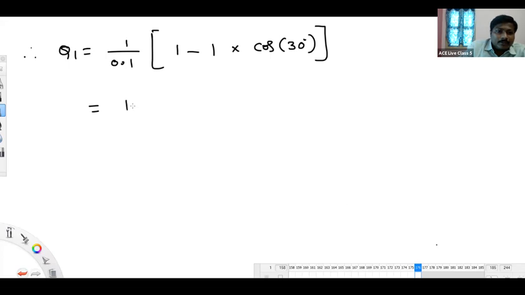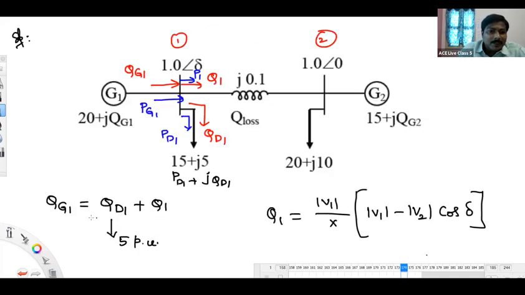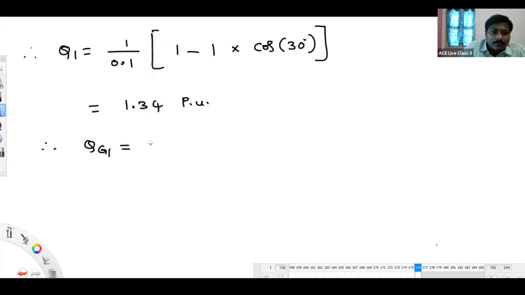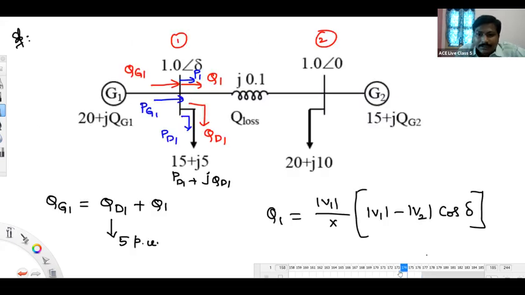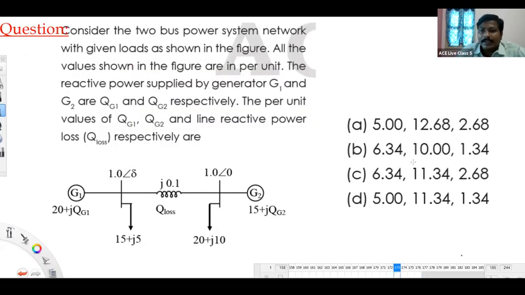1.34 per unit. Now, therefore, generator 1 reactive power supply, QG1 equals 5 plus this 1.34. So 5 plus 1.34 comes to 6.34 per unit. 6.34 per unit is that reactive power QG1 value. Check the options, which option is matching with 6.34. Yeah, two options are matching.